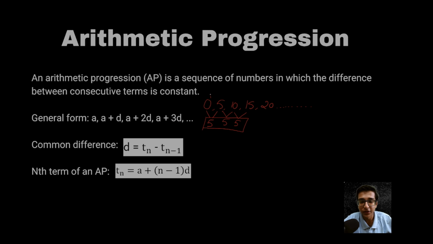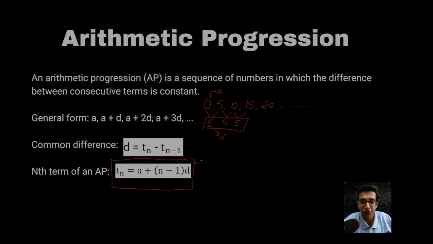Since 0 is the first term, we represent it by A. 5 is the common difference, so we represent it by D. The same thing has been mentioned here as well. And then we find out the nth term of an AP using this formula.